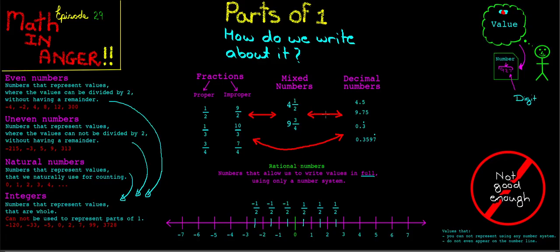And you also know that you can't do everything with this, because there are things that you cannot write using these methods. Okay. That then is Math in Anger, episode 29. We'll be moving on to fractions.